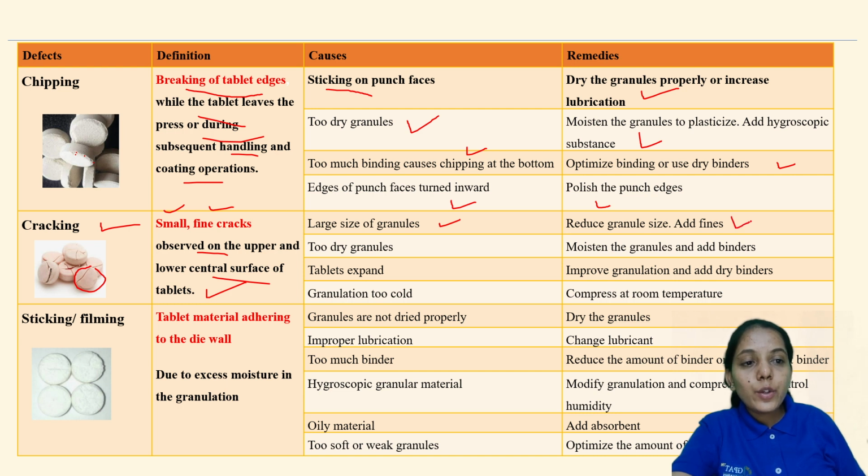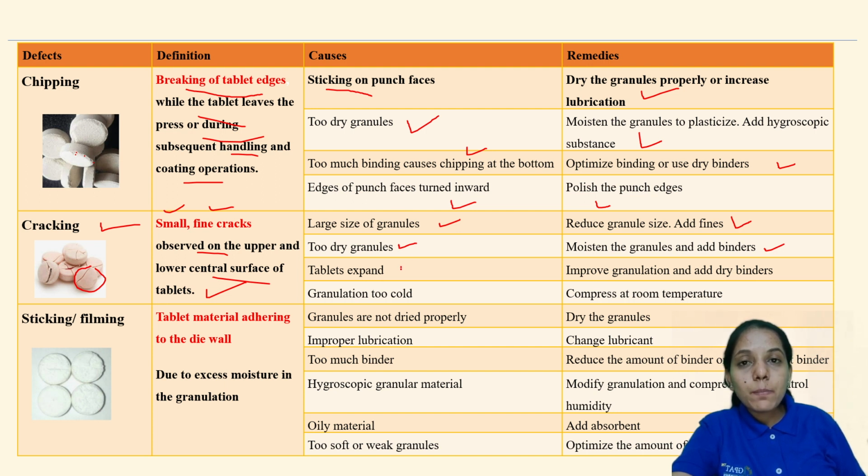In that case, you can reduce the granule size by passing through a mesh or sifting the granules, which will reduce the particle size, or add fines. Next is too dry granules. If the granules are not having water, then the cracks will occur. So what we are doing, we are adding some water. Similarly, if granules are very dry, then we can add some binder solution to make the granules moist.